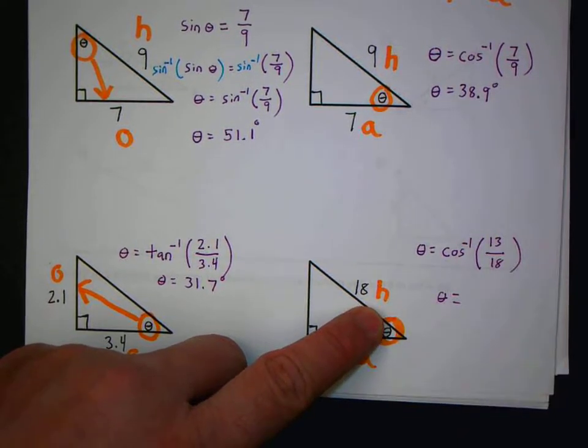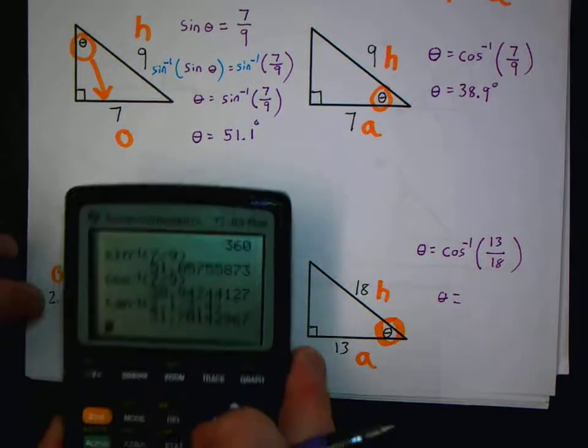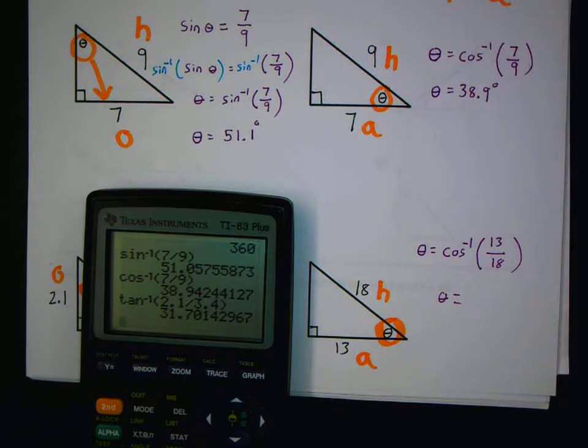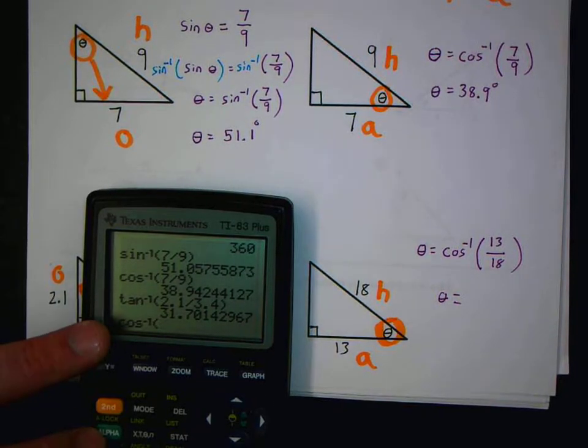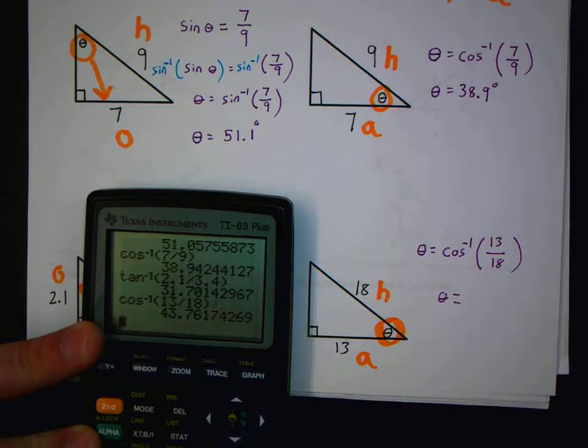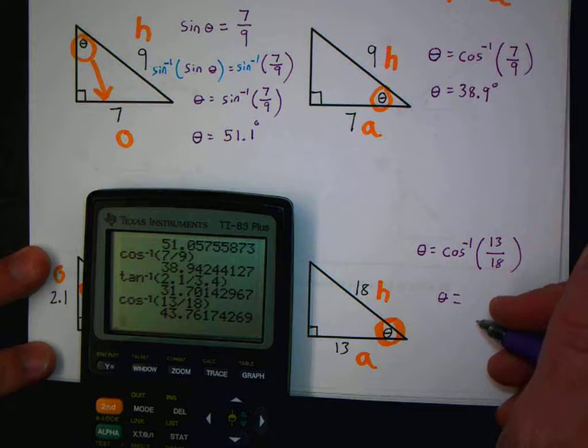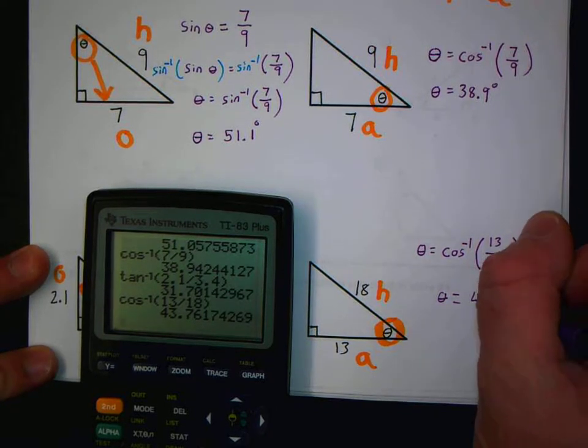I think the angle ones are easier than the length ones. Type it in. Okay. Type it in correctly, and you get approximately 43.8 degrees.